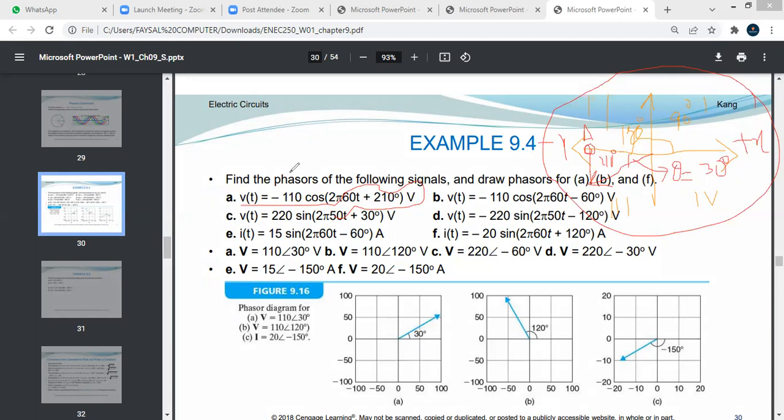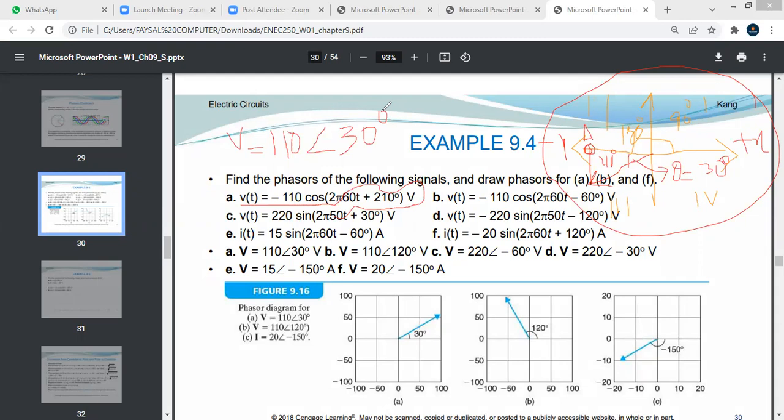So I will write that V equals 110, where 110 is my amplitude, having angle. This is my angle. Angle equals what? 30 degrees. Okay. Is it clear? Yes. Okay.